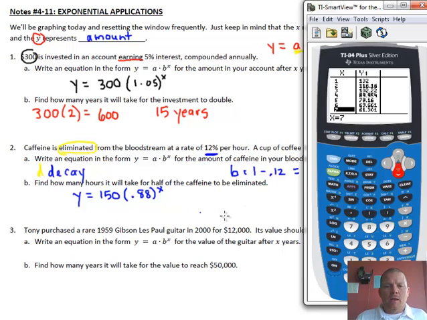Alright? But the question says how many hours will it take for half the caffeine to be eliminated? Alright, so I would take my 150 and I want to do half of it, so I'm going to divide it by 2 or multiply by 1/2. When I do that, it means I have 75 milligrams. So looking at my calculator, when is it 75 milligrams? Well, it's going to be between 5 hours and 6 hours.